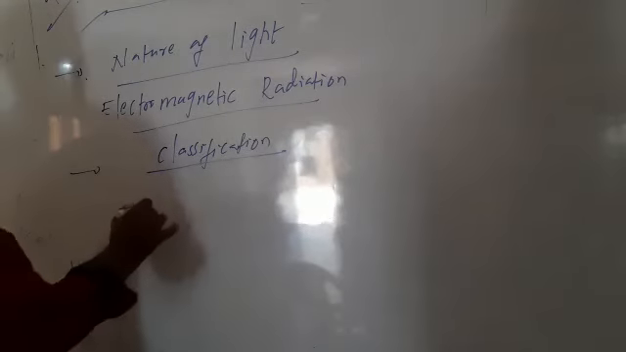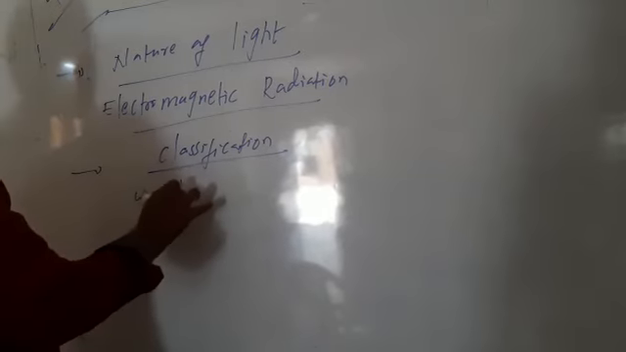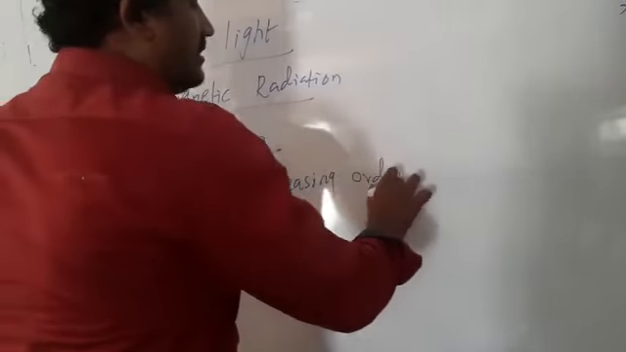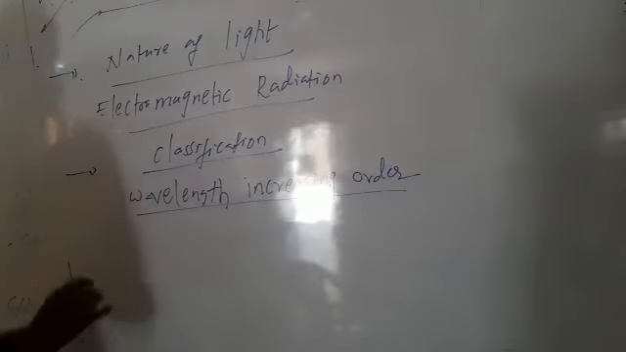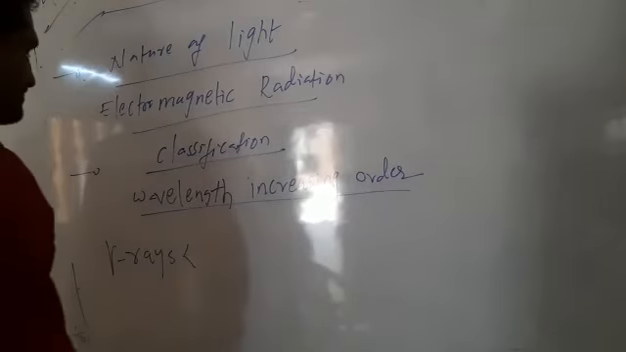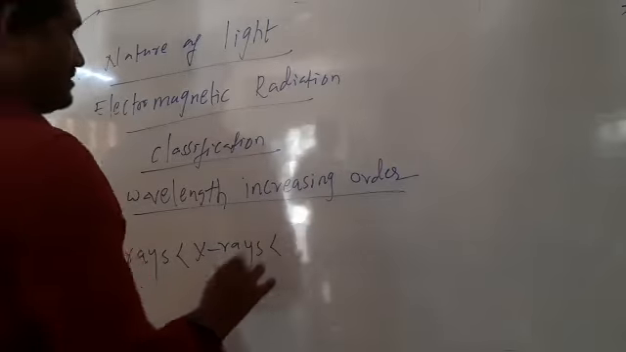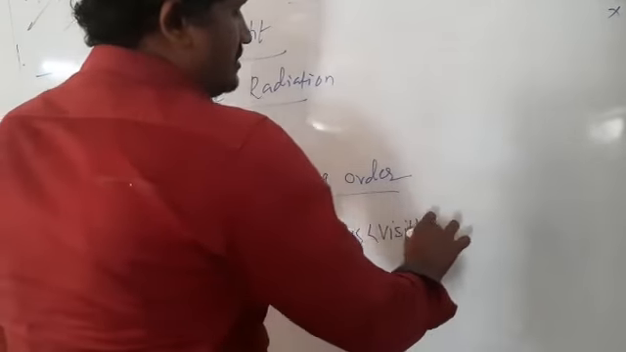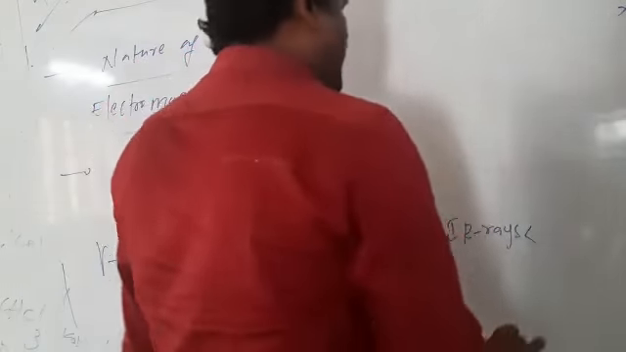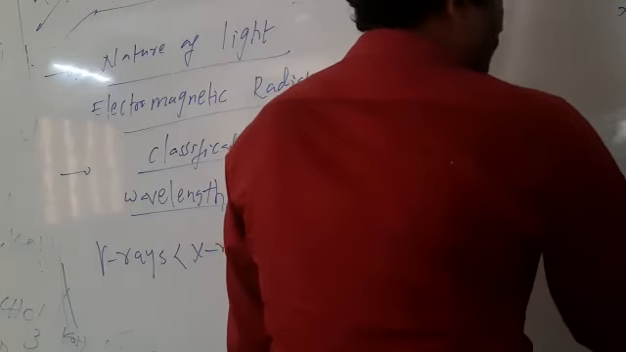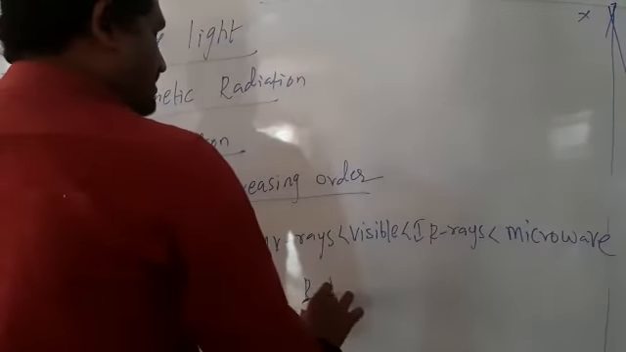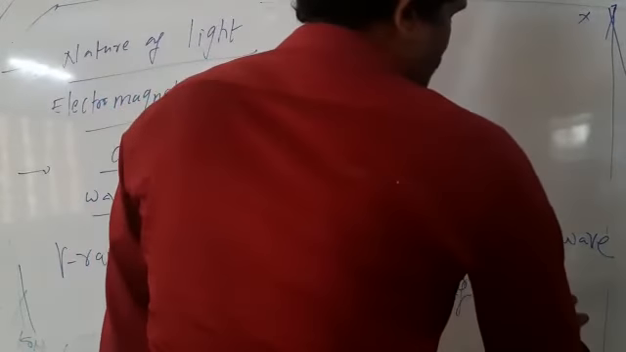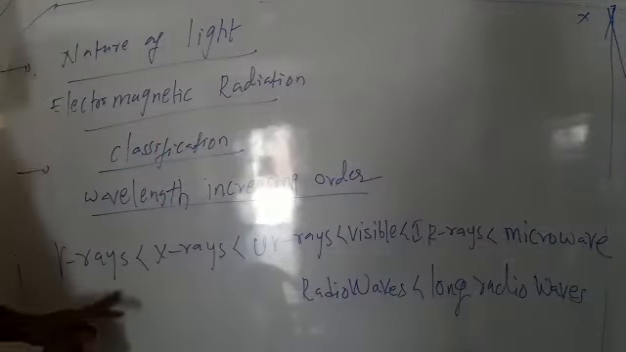In wavelength increasing order: first gamma rays, then X-rays, then UV rays and visible rays, then IR rays, microwaves, radio waves and long radio waves. So these are the various types of electromagnetic radiation.